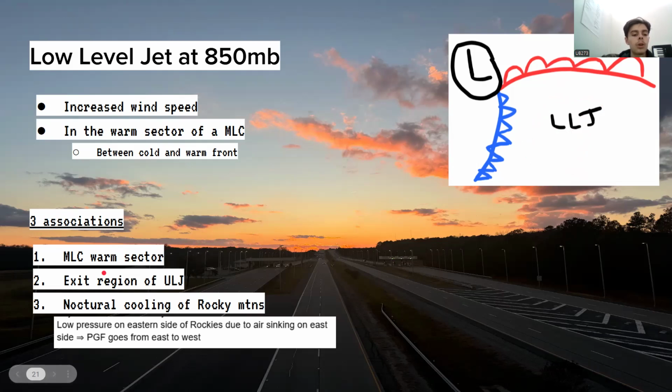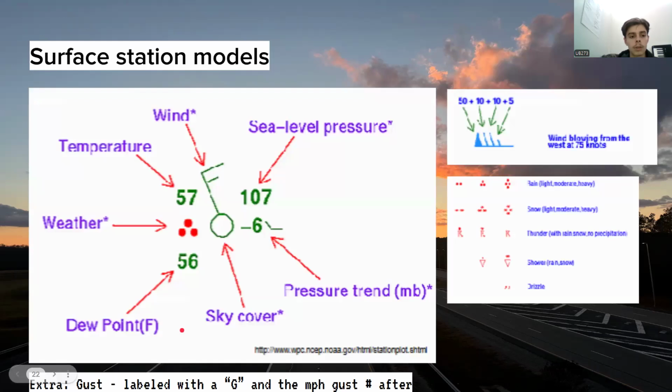We can also know where we would have the exit region of the upper level jet. Below that will be the lower level jet. Also, we can have a low level jet due to nocturnal cooling of the Rocky Mountains. Basically, we end up having lower pressure on the eastern side of the Rockies due to air sinking. And we know that the pressure gradient force is going to go from high to low pressure, so it's going to go from east to west. So that can be a third reason that you'd have it.